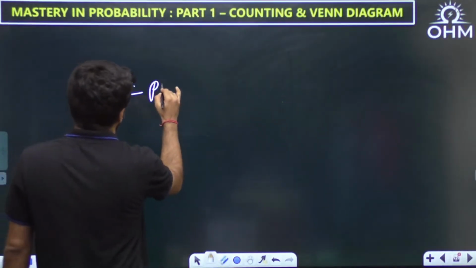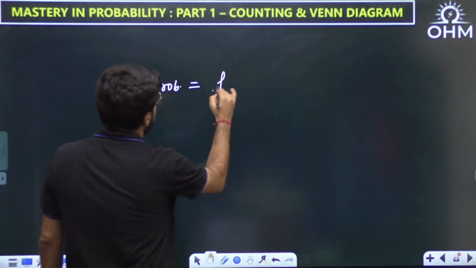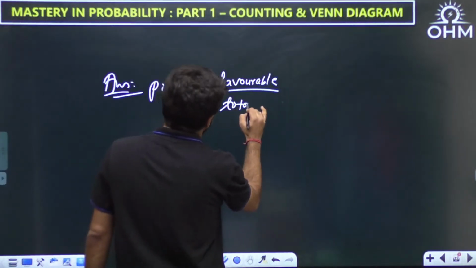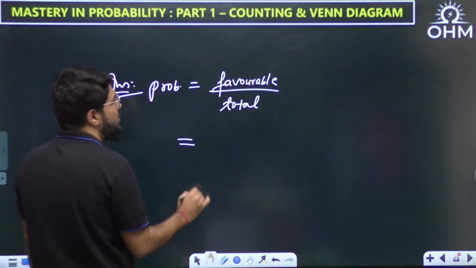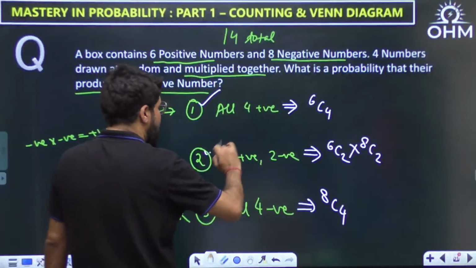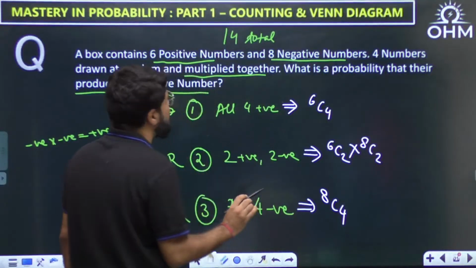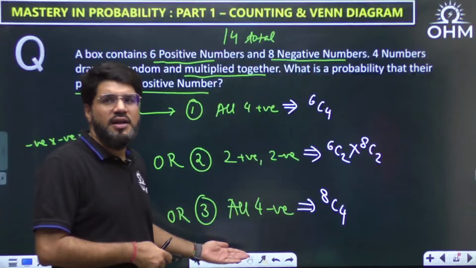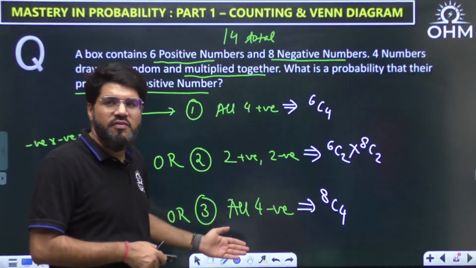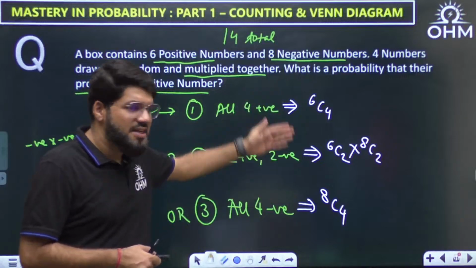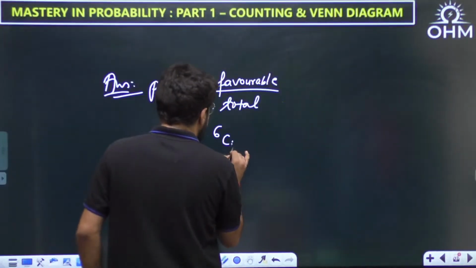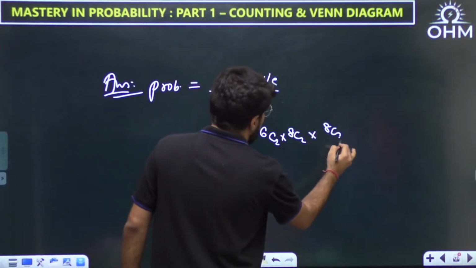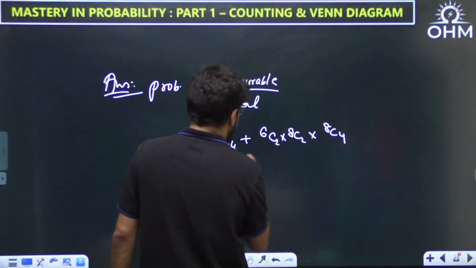The required probability is always taken as the total favorable outcomes upon total possible outcomes. This is favorable, this is favorable, this is favorable. Your favorable condition is that the product should be positive. For the product to be positive, maybe all four positive, maybe all four negative, or maybe two positive, two negative. These are all favorable. So how many total favorable cases? Sum of all of them: 6C4, 6C2 into 8C2, and 8C4, last case. Divided by total.